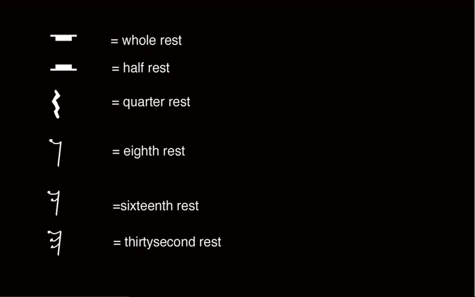If I have a whole rest, two half rests will equal a whole rest. If I have a half rest, two quarter rests will equal that. Same thing with the quarter rest, I'll have two eighth rests. Two 16th rests go into an 8th rest, and two 32nd rests go into a 16th rest.